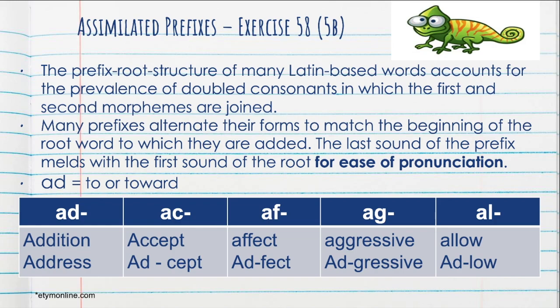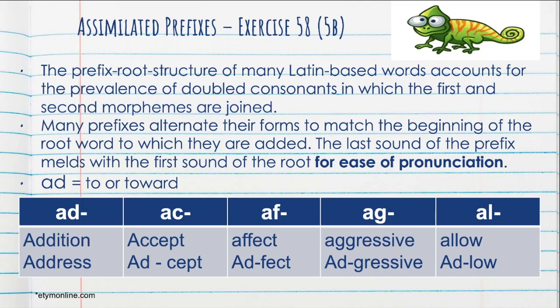So what they'll do is they will double consonants in that first and second morphemes to join them up so that we have an ease of pronunciation, right? There are a lot of prefixes that will slightly alternate their form so that they can match the root word a little bit better, and it then melds into the next word. Its whole purpose is to help us say it easier because we tend to be lazy.